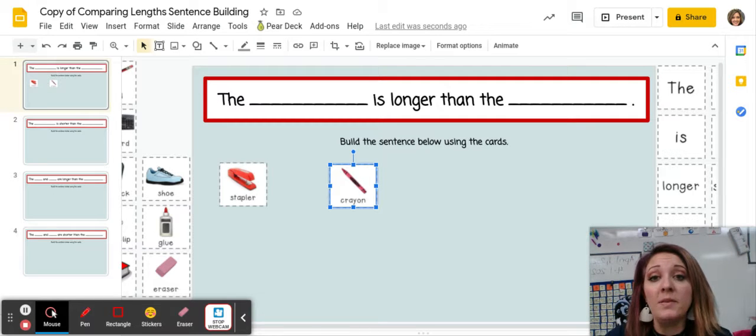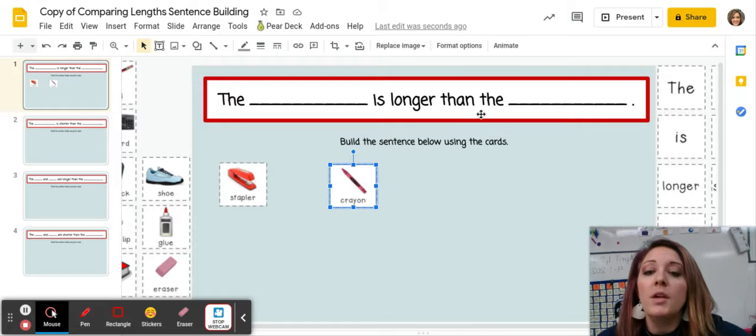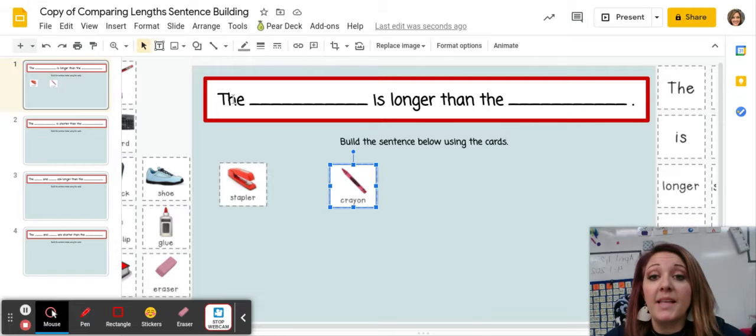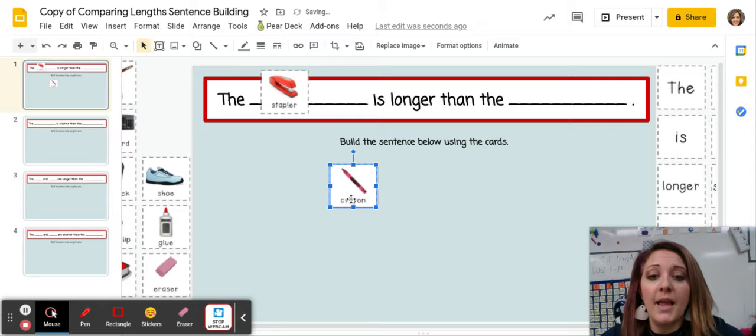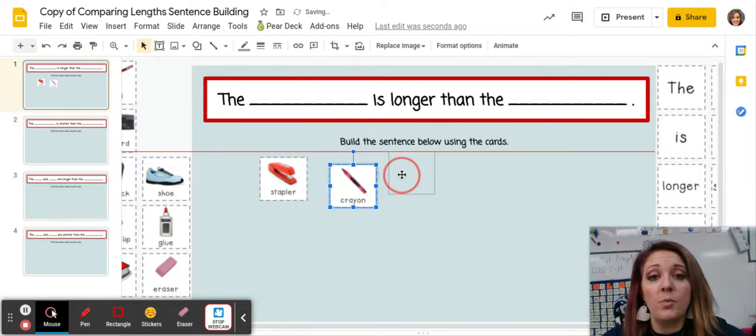If you have some of these items around, you can actually compare them. Or if you don't have them, that's okay. We can just use the pictures and talk about it together. My sentence up here at the top says, the blank is longer than the blank. So I have two pictures. I have a stapler and I have a crayon. We're going to use these two pictures and compare them.